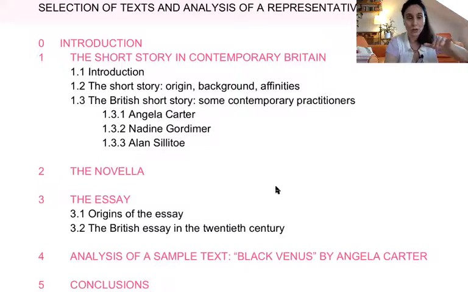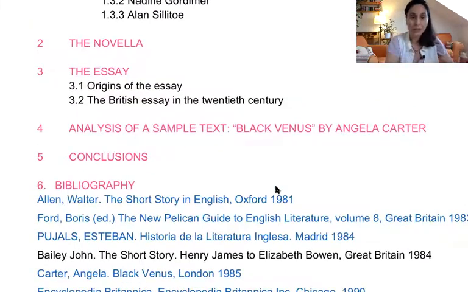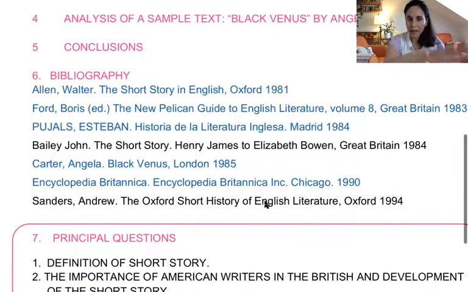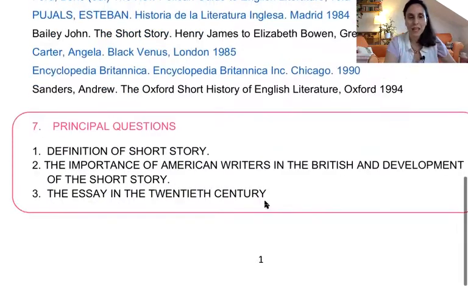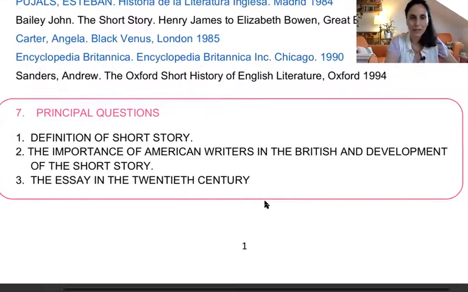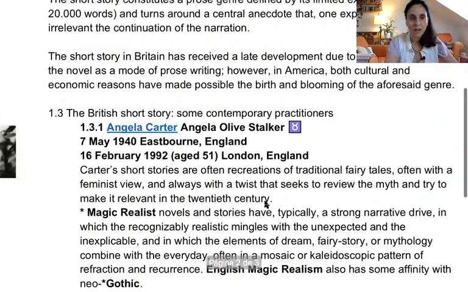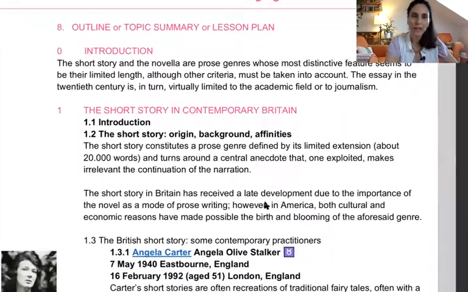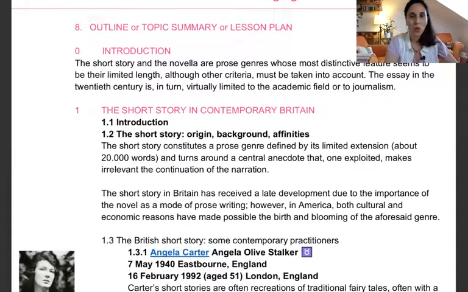I continue reading. So there is the introduction, and there is a scheme there. Then you have the bibliography that I'm giving you also in my PDFs. Then I give you also the principal questions that you could develop while studying this unit. And here comes what we call the outline, or topic summary, or lesson plan. There are three synonyms for the same idea. It's the scheme, or we could say index of the unit, with a little information to refresh your mind.